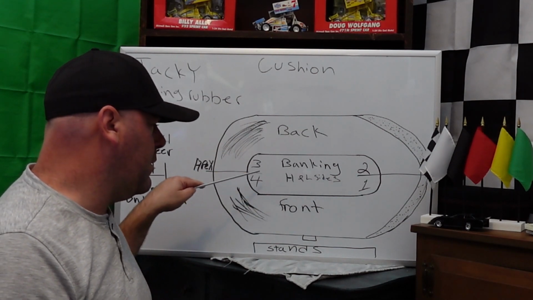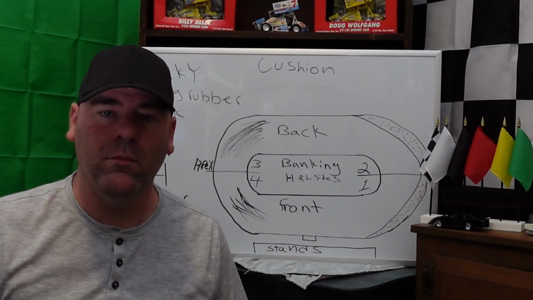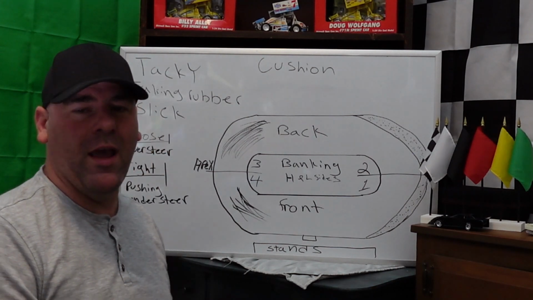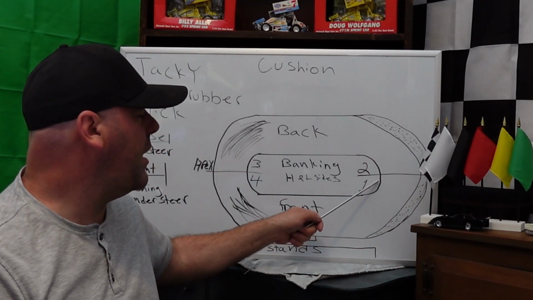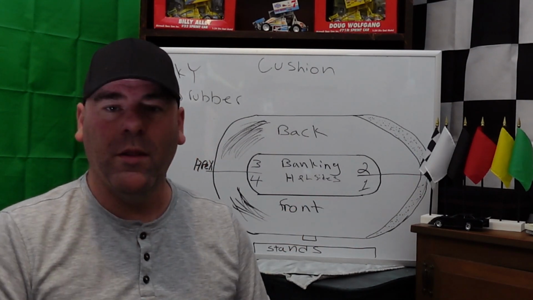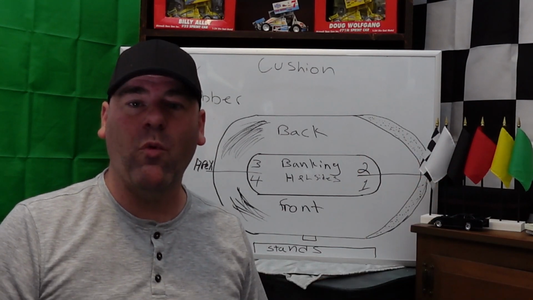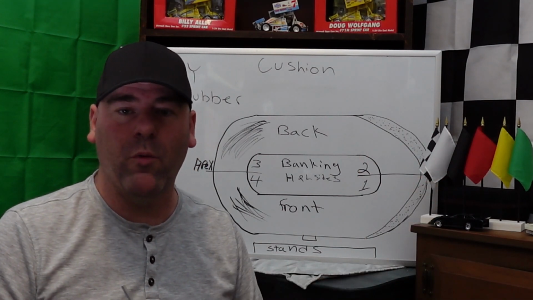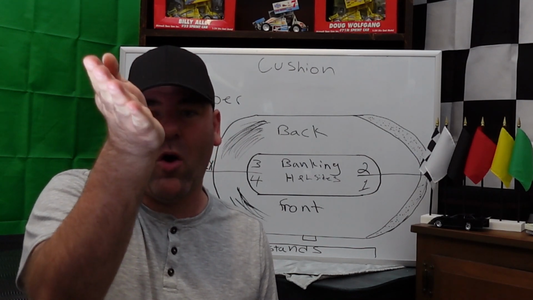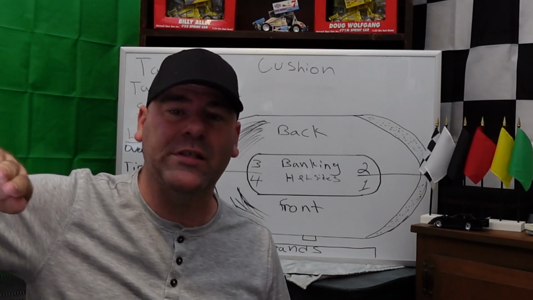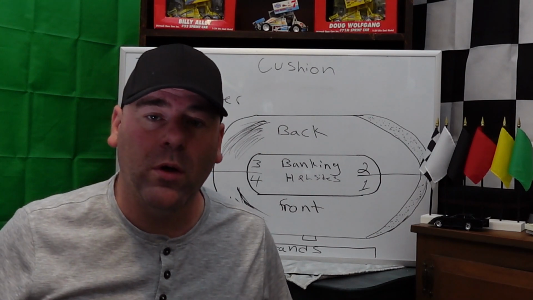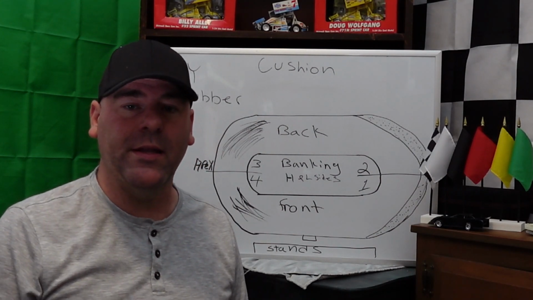Let's talk banking. The term banking, or how much bank does it have? That's not how much money the track has. It's how much angle the corners are in degrees. So you'll notice on the big asphalt tracks, if you've ever watched the Daytona 500 or a race at Talladega, the track is like that. The cars almost look like they're sideways going around these corners. That's what makes them be able to go around the corners so fast, and that's called banking.